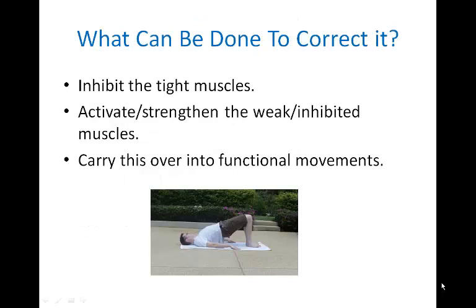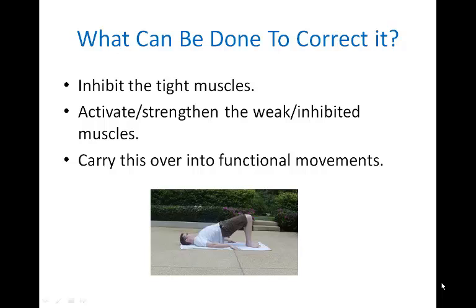What can be done to correct it? It's pretty simple and straightforward. You need to inhibit the tight muscles, and you can do that by static stretching. You need to activate or strengthen the weak muscles, and to do this you can use static holds in exercises such as clamshells and glute bridges.